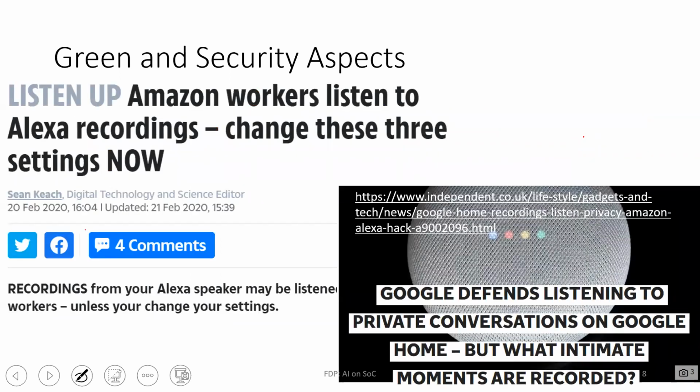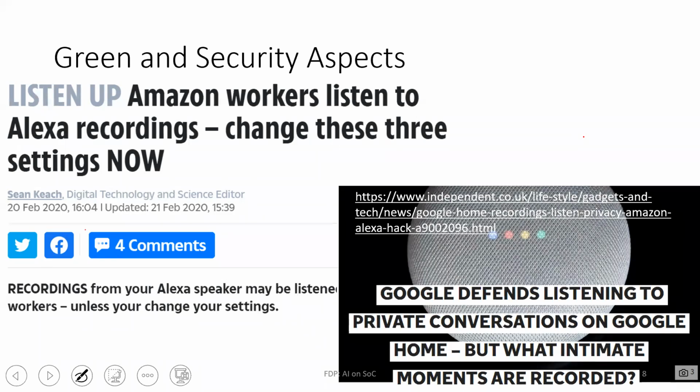Another issue is the security and privacy aspects. So-called intelligent devices are capturing your voice samples, recognition samples, or some additional data, and they are being sent to the cloud. So you don't know what is happening with the data. That data might also be used for other purposes, and there are a lot of reports in the newspapers about how this data is being used.